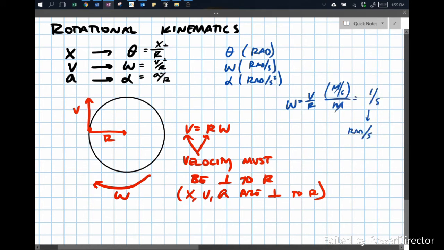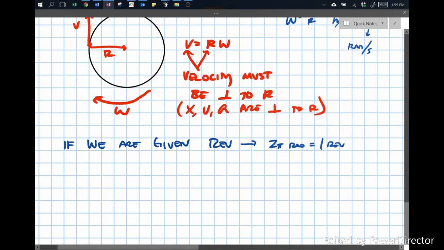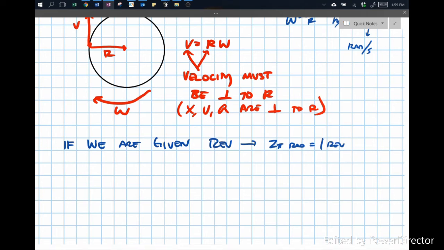If we are given revolutions, it's important to know that 2 pi radians is equal to 1 revolution. 2 pi radians is once all the way around the circle. That's sweeping out 360 degrees, or 2 pi radians. That's the conversion that we would have to use.